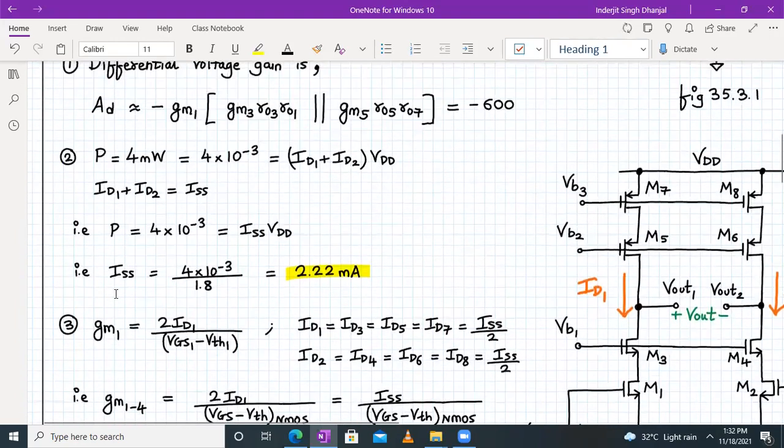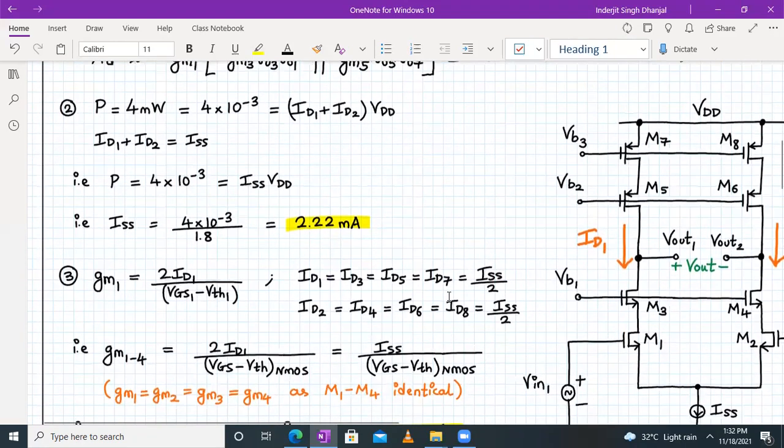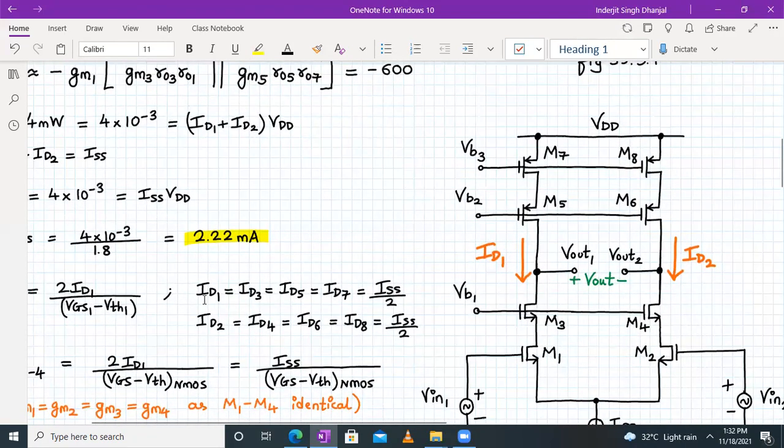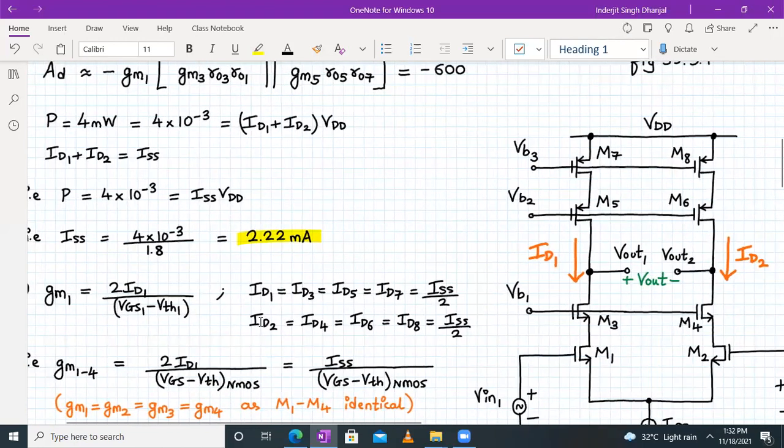So here we have ISS equal to 4 milli divided by 1.8, which comes out to be 2.22 milliamperes. You can check it out. Now, as I've already told you, ID1 will be equal to ID3, which will be equal to mod of ID5, equal to mod of ID7, which is equal to ISS by 2, because it's a symmetric cascode differential amplifier. Similarly, ID2 will be equal to ID4, equal to mod of ID6, equal to mod of ID8, which is equal to ISS by 2.